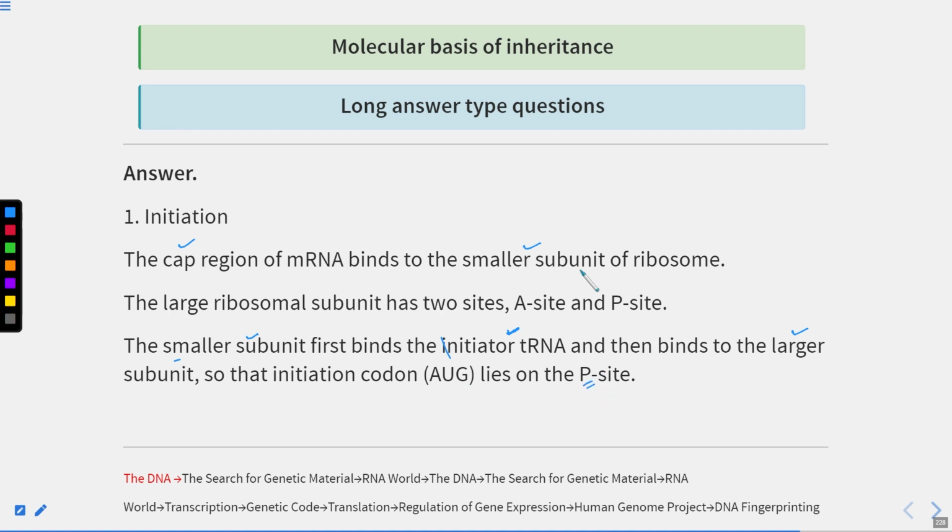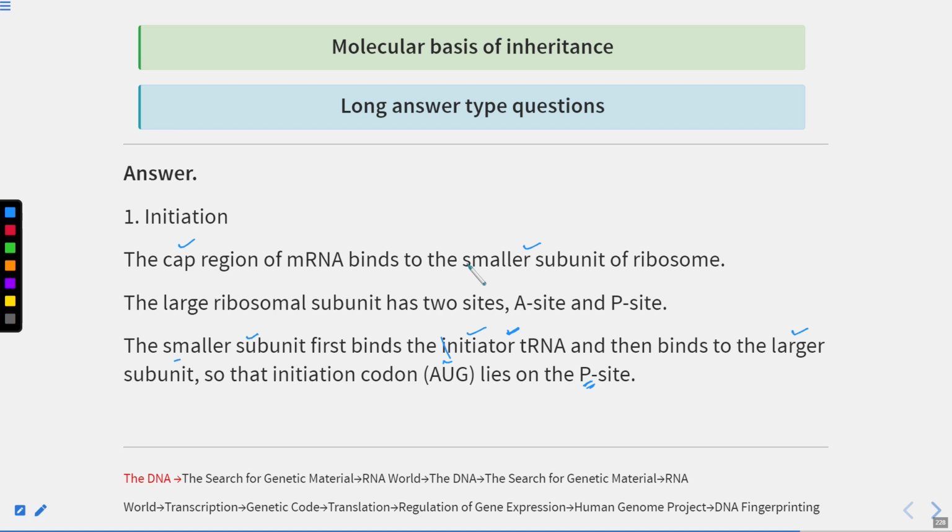And then the larger subunit comes, so that the initiation codon AUG lies at the P site. So initially what happens? The initiation codon, which is the AUG, lies at the P site. So what is happening here? First, the smaller subunit of the ribosome attaches at the 5' cap region of the mRNA, and then the initiation transfer RNA binds to this region, and then what happens in the end? The larger subunit attaches to this entire complex and the initiation complex is formed.